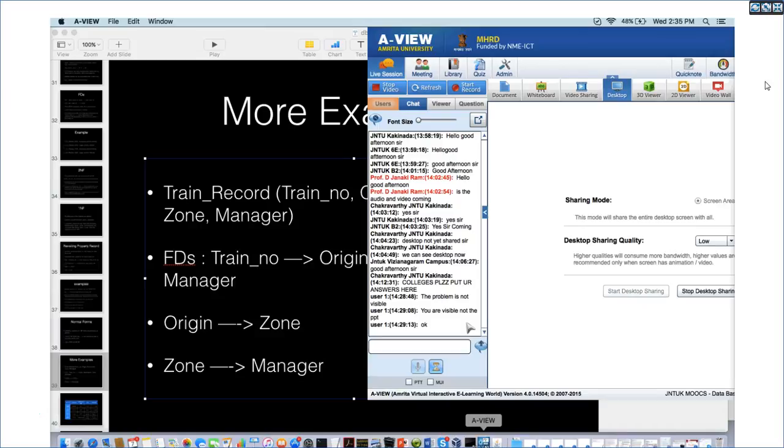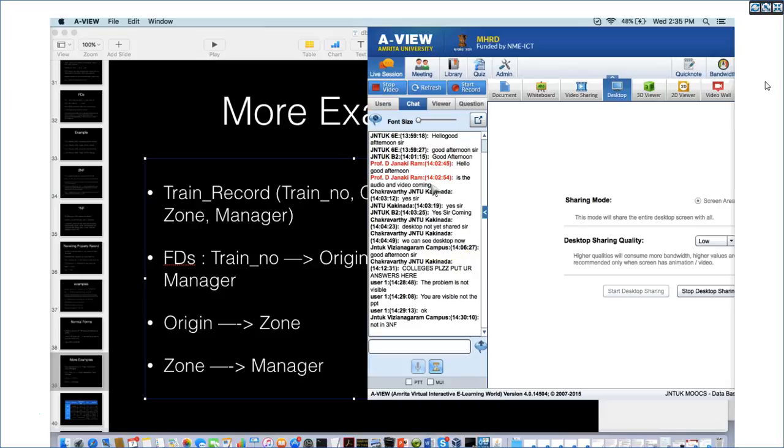Not in 3NF. Okay. Why is it not in 3NF? Yes, Vijayanagaram campus has got the answer. It says not in 3NF. Why is it not in 3NF? Which FD will violate the 3NF? Oh, user 1 is JNTUK Kakinada, is it?